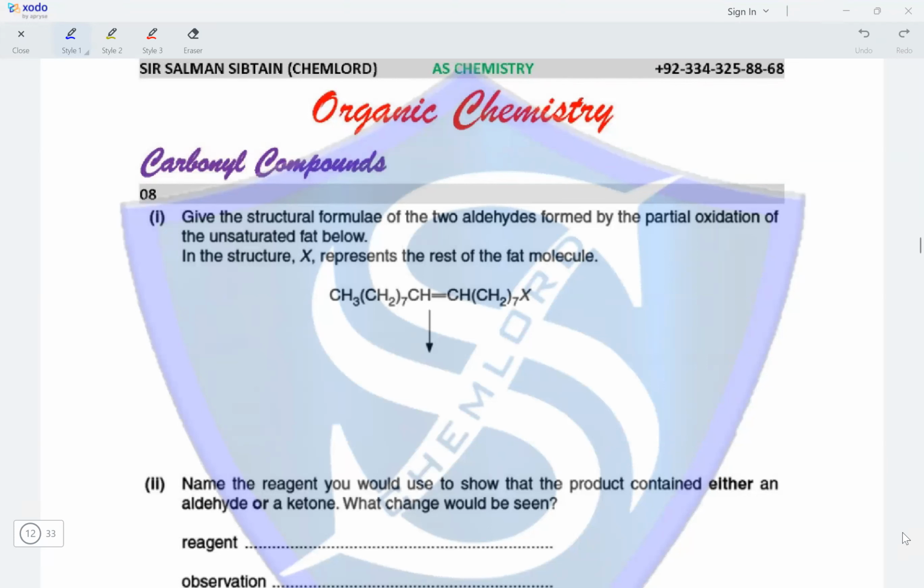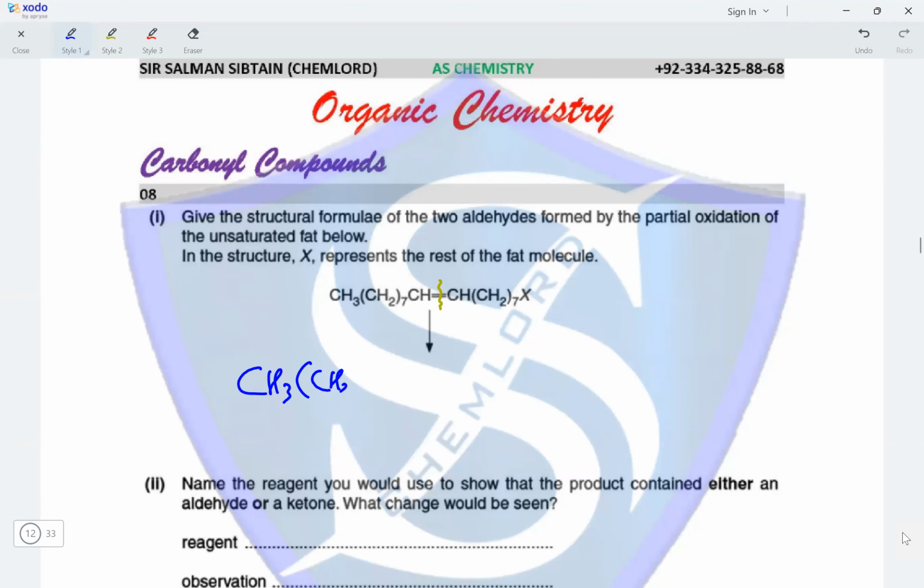Question 8. Give the structural formulae of the two aldehydes formed by the partial oxidation of the unsaturated fat below. In the structure, X represents the rest of the fat molecule. So, oxidation of this compound would result in breaking of this double bond, which would result in the formation of two compounds.